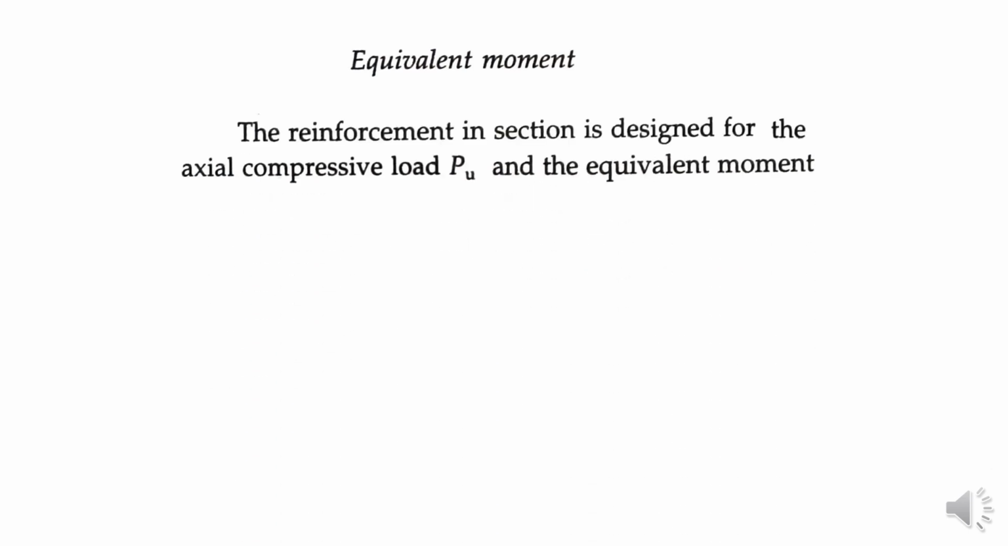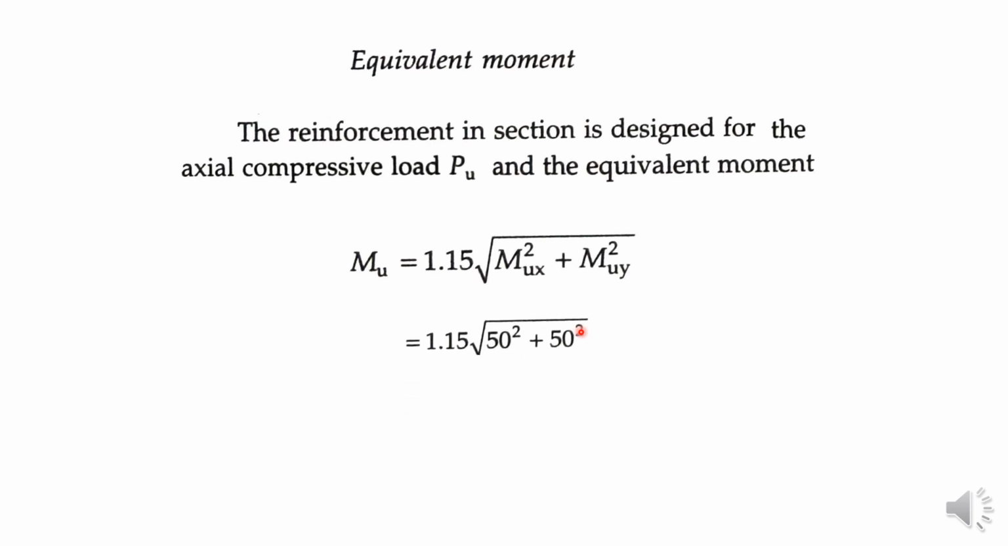First we have to find out the equivalent bending moment. The reinforcement in the section is designed for the axial compressive load Pu and the equivalent moment Mu, which is equal to 1.15 into square root of Mux square plus Muy square. Already we know the values of Mux and Muy, the moments about the x-axis and y-axis. Substituting the values here, finally we get 81.3. This is the equivalent bending moment, 81.3 kilonewton meter.